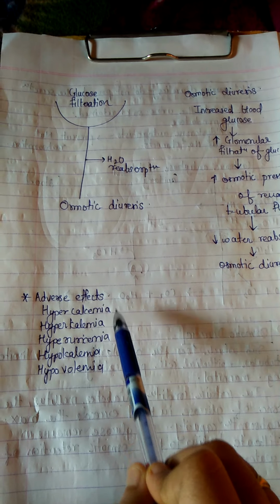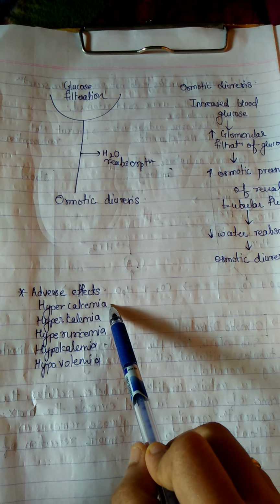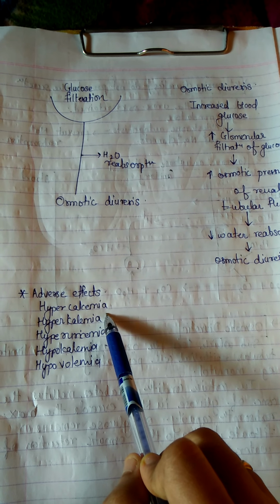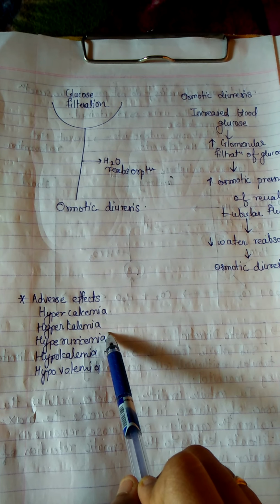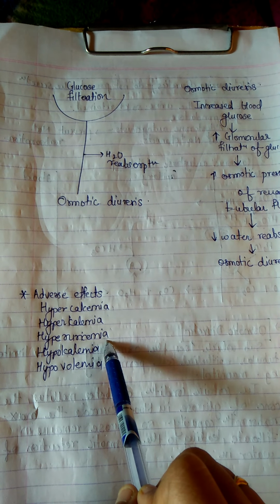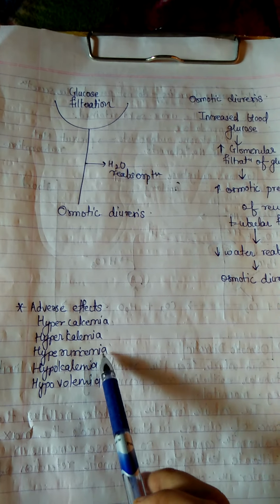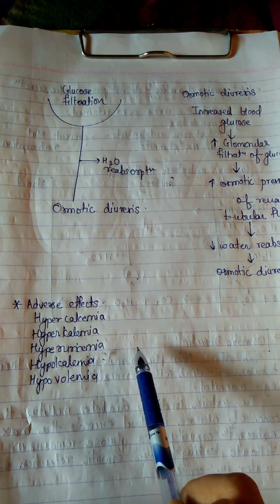These are some adverse effects. First is hypercalcemia, increase in the level of calcium. Hyperkalemia, increase in the level of potassium. Hyperuricemia, increase in the level of urea. Hypokalemia, decrease in the level of potassium. Hypocalcemia, decrease in the level of calcium.